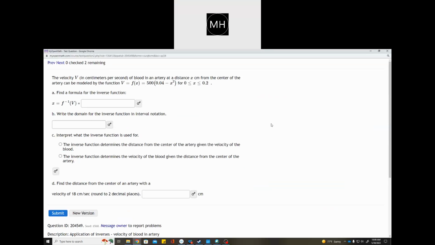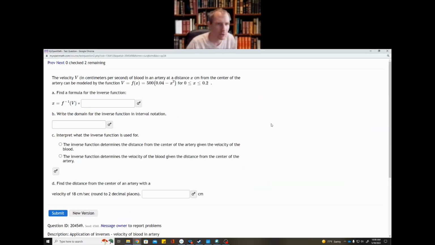Okay, so here's question 18 from 1.4. The velocity in centimeters per second of blood in an artery at a distance of x centimeters from the center of the artery can be modeled by this function. So this tells me that the blood flowing isn't always the same, and because I'm subtracting x as I move away from the center, it moves slower. So the blood in the middle moves the fastest, and the blood that's bouncing along the edge of the artery is going to slow down a little bit.